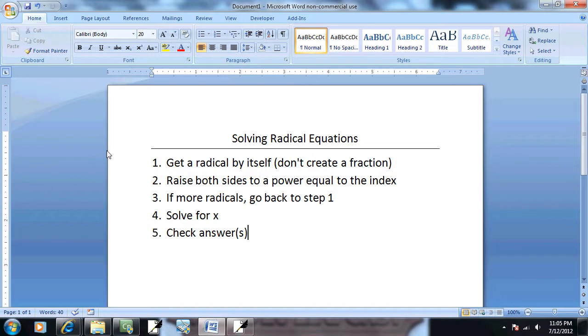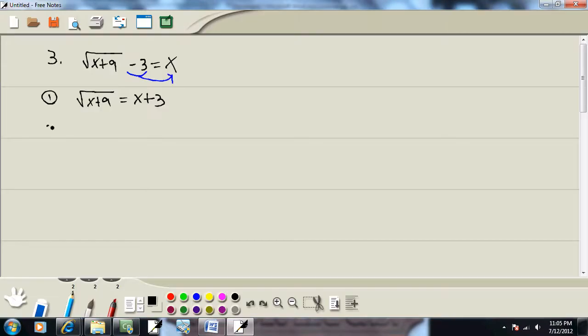Step 2, raise both sides to a power equal to the index. Well, this is a square root. The index is normally the number in this little slot right here, but since this is a square root, it's by default 2. So we're going to square both sides. Now, when you square a square root, when the index matches the power you're raising to, they cancel each other out. So we got x plus 9.